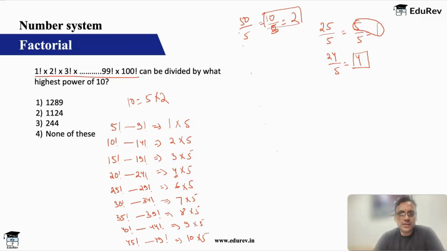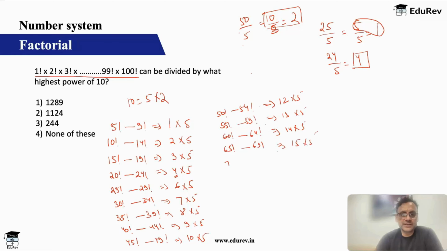Okay. So 50 factorial to 54 factorial, you will have 12 into 5. 55 factorial to 59 factorial, you will have 13 into 5. 60 factorial to 64 factorial, you will have 14 into 5. 65 factorial to 69 factorial, you will have 15 into 5. And 70 factorial to 74 factorial, you will have 16 into 5.